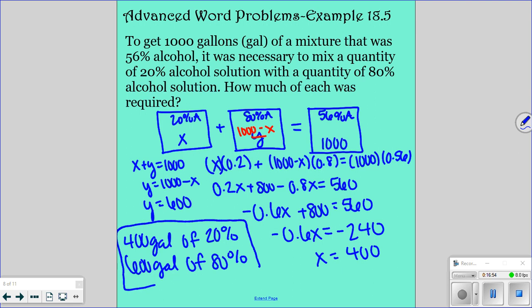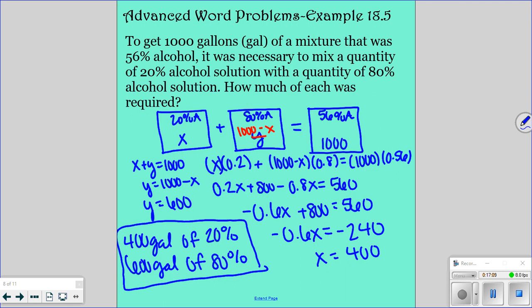And so that would be your answer. If you just say 400 and 600, I don't know if you need 400 of the 20% or of the 80%. So you got to specify. You need 400 of which solution. And so that's how you can work through those.